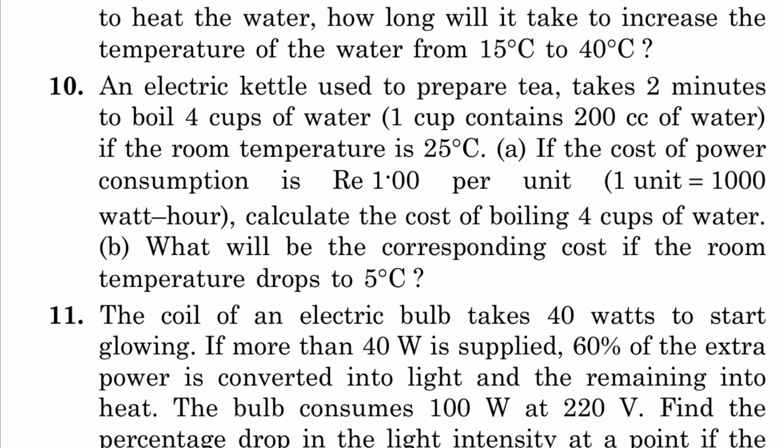In question 10, electric kettle used to prepare tea takes 2 minutes to boil 4 cups of water. 1 cup is approximately 200 cubic centimeter of water. If room temperature is 25 degrees Celsius, and the cost of power is given, we need to calculate cost of boiling 4 cups and what will be the corresponding cost if room temperature drops to 5 degrees Celsius. So this is the 10th one.